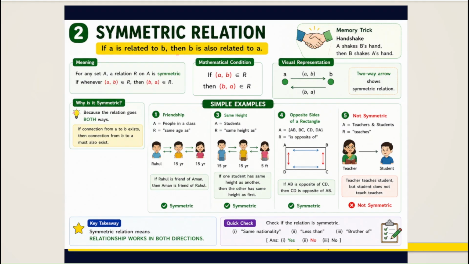So for any set A, relation R on A is symmetric if whenever (A, B) belongs to R, then (B, A) should also belong to R. These are MCQ questions. You will face this type of question: if any relation is said to be symmetric, if it contains (A, B), then it must contain (B, A) also. That relation is known as symmetric, right?